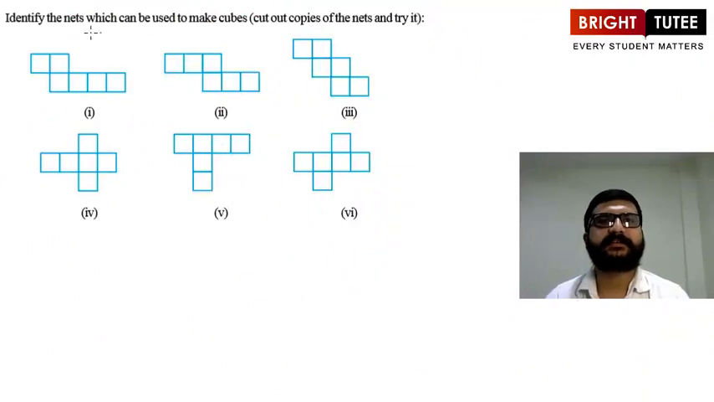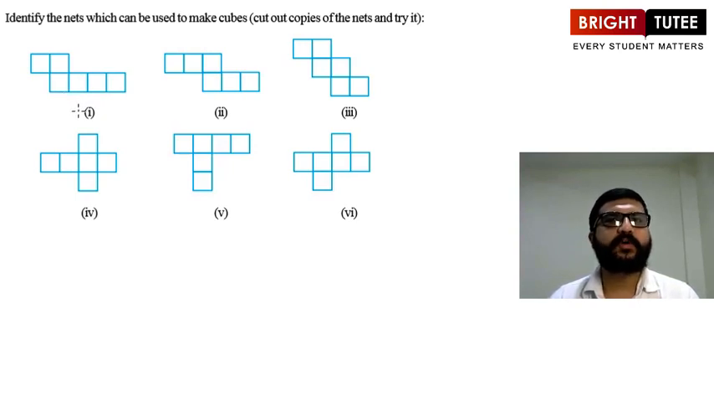Now let's try this question. The question here is, identify the nets which can be used to make cubes. What we can do here, cut out copies of this net and try it. We can draw the same nets on a piece of paper, cut them out, and then try to fold them along these lines to see whether we are able to obtain a cube or not. If we are able to obtain a cube, it means these are the nets of a cube, otherwise they are not.